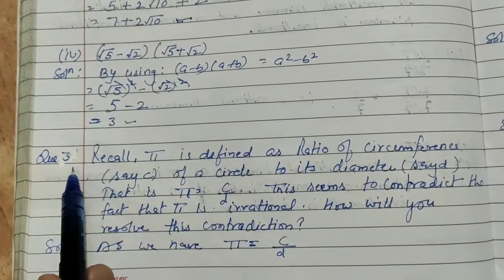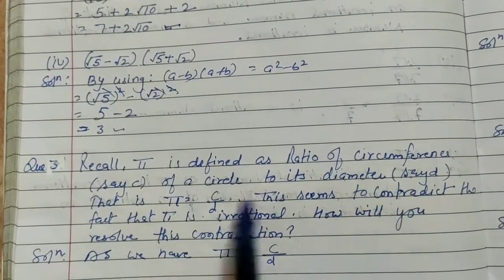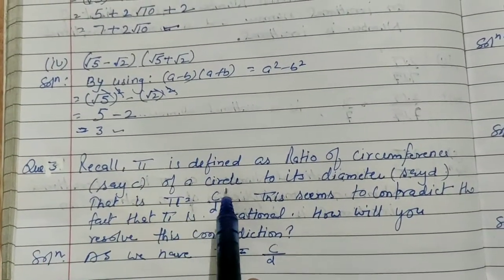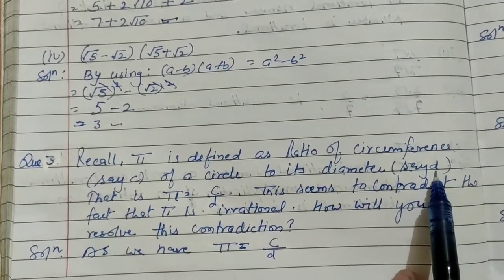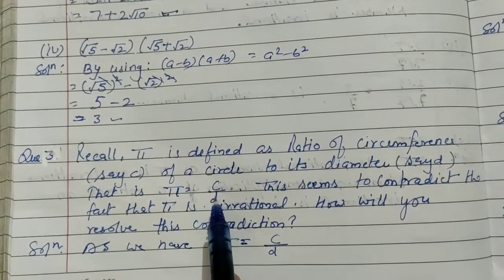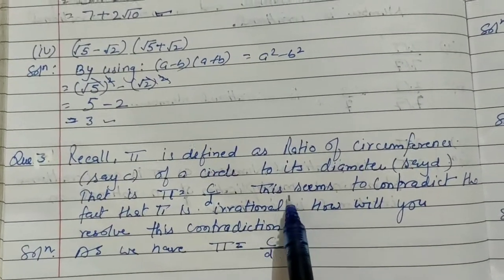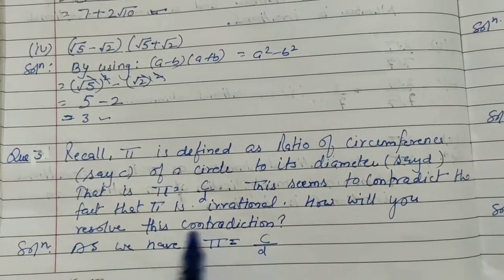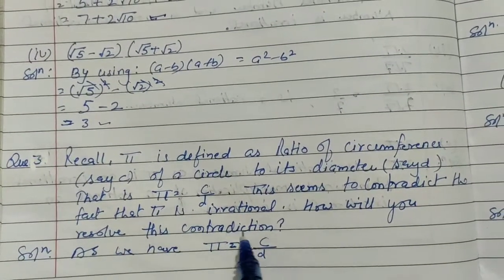Next problem is question number 3. Recall pi is defined as the ratio of the circumference, say c, of a circle to its diameter, say d. Diameter is denoted by d and circumference is denoted by c, that is pi equals c by d. So pi is the ratio of circumference to diameter. This seems to contradict the fact that pi is irrational. How will you resolve the contradiction?